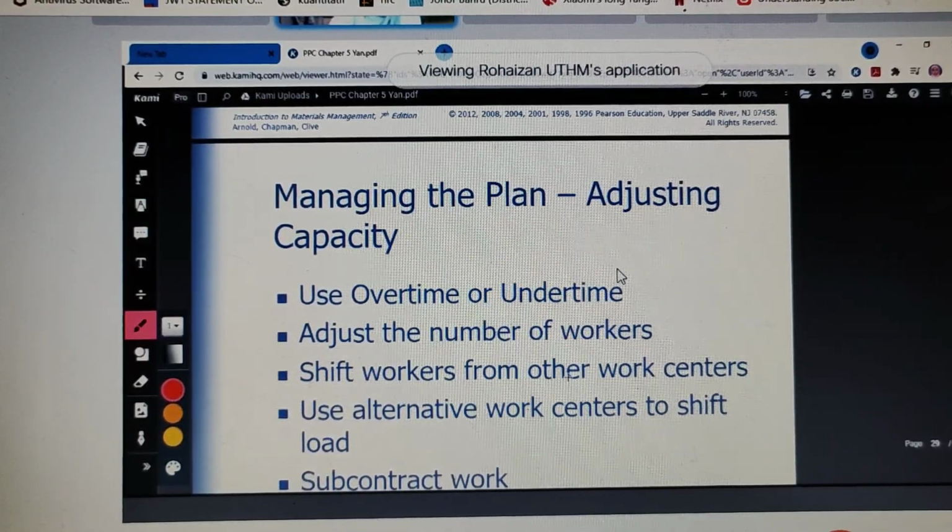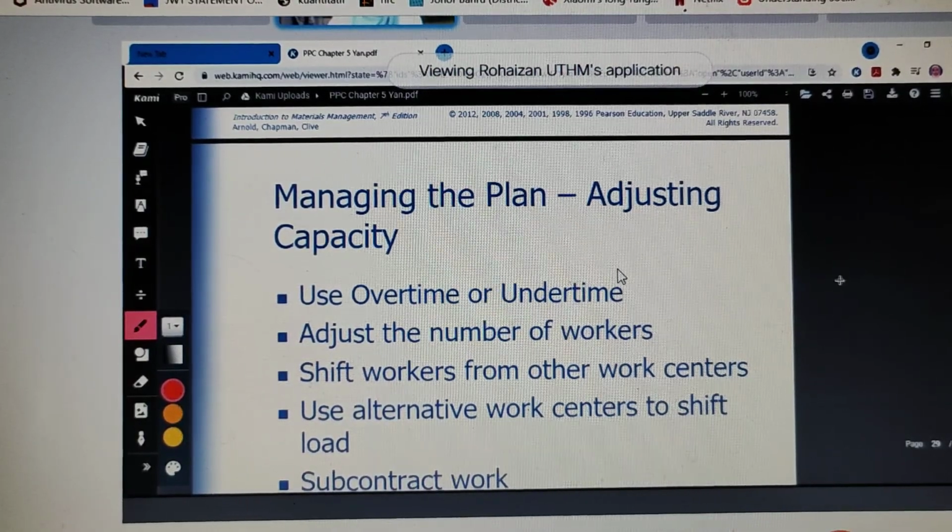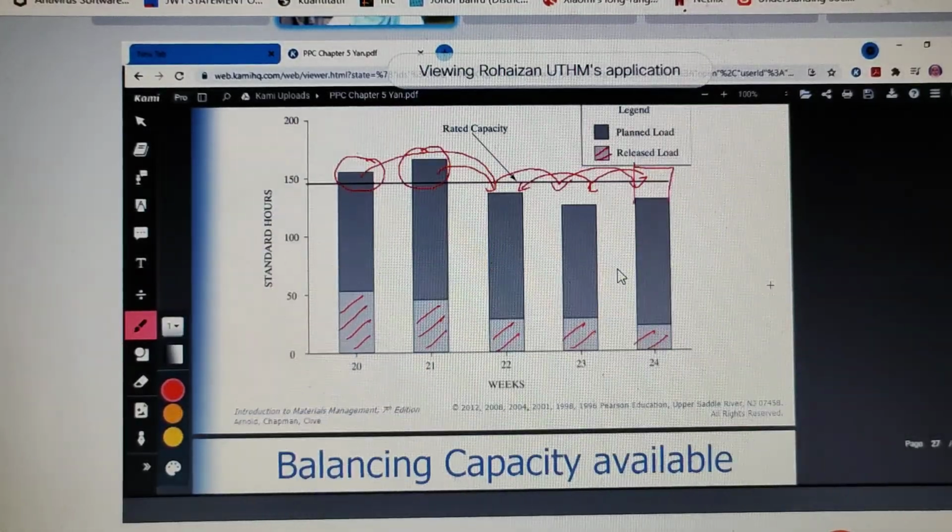Or we shift workers from other work centers. We see which work center is underloaded, then shift the workers to the overloaded work center, or we use an alternative work center to shift load, or we use subcontracting. So if you have this capacity, we only produce until the rated capacity, and the overloaded part we subcontract to our competitor.